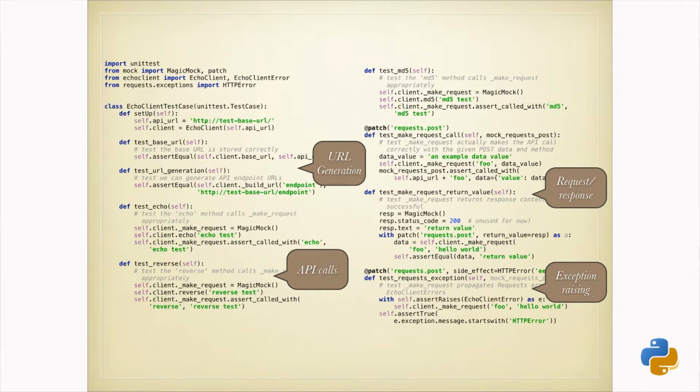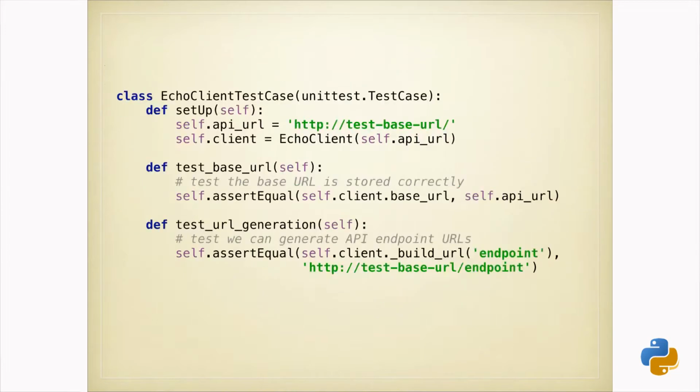So we're going to test for 4 things: the URL generation, making the actual API calls, our request and response to the external service, and some exception handling. So let's have a look at this in a little bit more detail. First of all, the URL generation. This is all simple Python stuff. So we just want to test that our URL for our external service, the Echo server, is stored and generated correctly. So I'll skip over this.